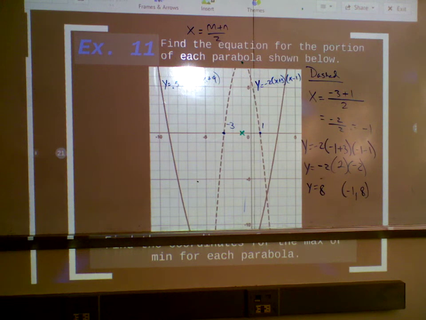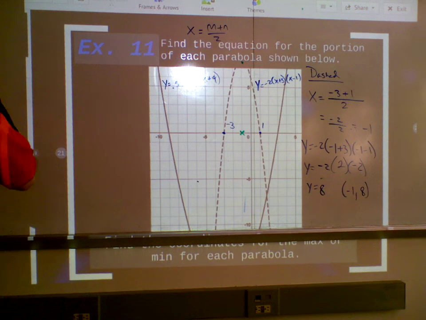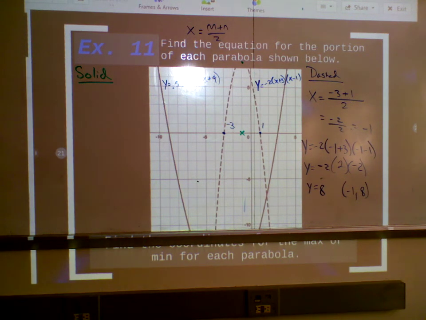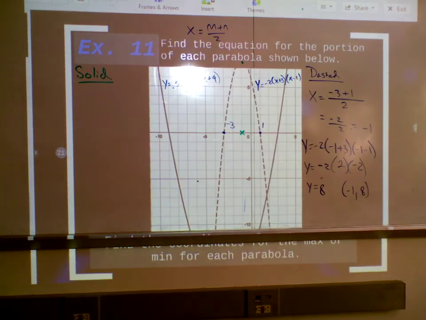Okay, quickly try the solid line. Try the solid line. Need help, let me know. Remember m plus n divided by 2. Make sure you put parentheses around m and n.